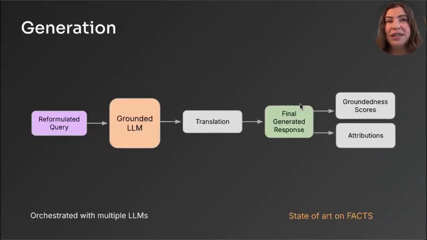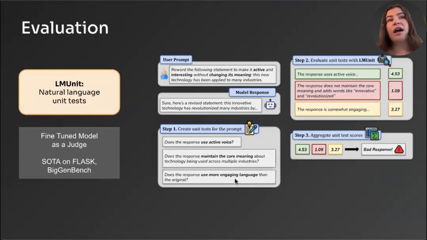For the generation step, we take these reformulated queries, share them with the grounded LLM, translate those, and then for the final generated response, we're scoring groundedness and validating those, and then sharing the attributions. This step is also orchestrated with multiple LLMs. I won't get too deep on our evaluation model. It's available. It's not within the overall pipeline I shared, but it's available as an endpoint. And this is part of what we're using to evaluate and allow users to evaluate RAG output with natural language unit tests rather than less defined metrics.